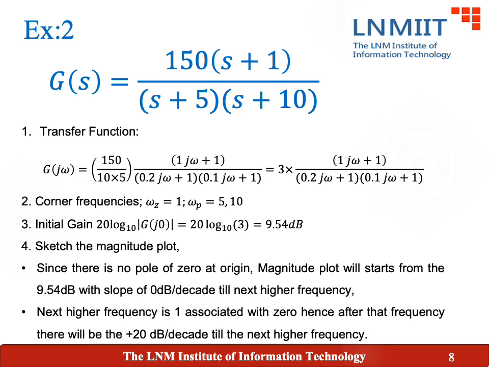So let's see what is the first point in the Bode plot. We will substitute omega equals 0 and calculate the gain of the system. When we substitute the value of omega equals 0, you will have 3 only left. Then you will calculate in point 3, the initial gain of the system will be 20 log base 10 of G(j0), which equals 9.54 decibels.